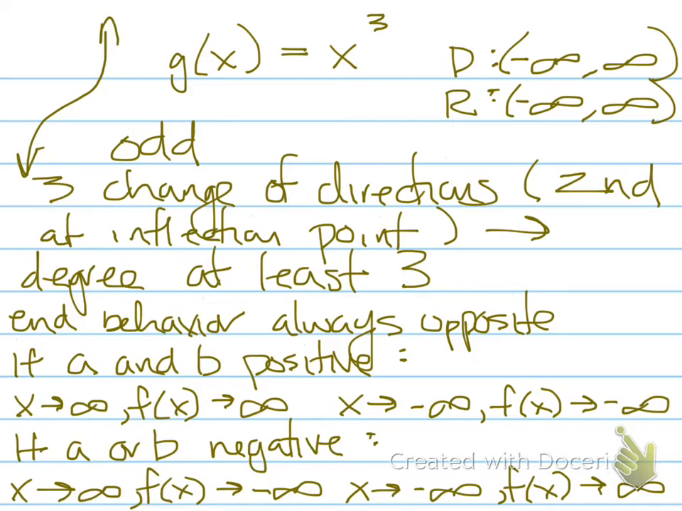All right, so if a and b are both positive, then as x approaches positive infinity, f of x will approach positive infinity. And as x approaches negative infinity, f of x is going to approach negative infinity. If a or b is negative, that's going to reflect the graph. So as x approaches positive infinity, f of x will approach negative infinity. And as x approaches negative infinity, f of x will approach positive infinity.